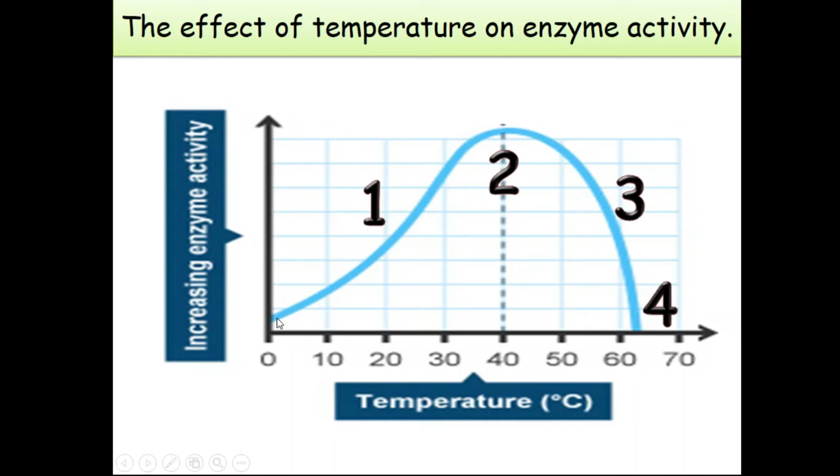Below that, it doesn't function very well, but as we keep increasing the temperature, the enzyme activity does increase, but only up to this point. Once we carry on increasing the temperature too much, that's no longer the optimum, and that's too high, and that's denatured our enzyme, so our active site has changed shape now.